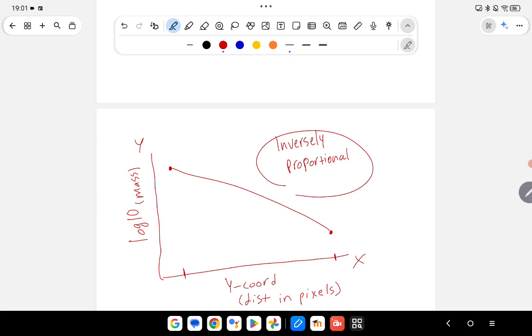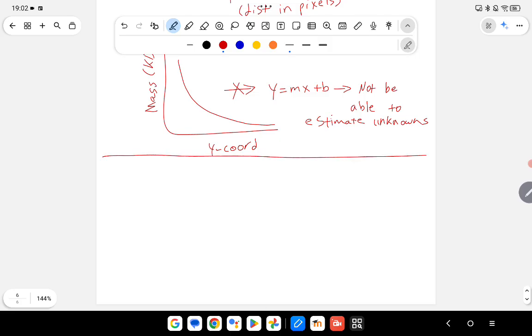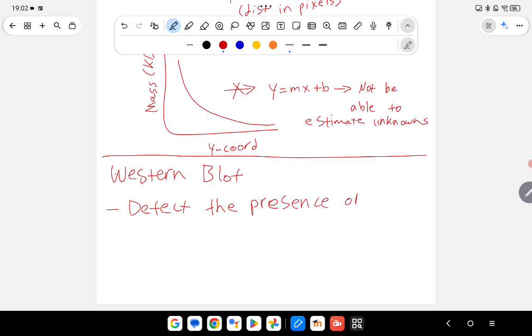All right, making sure I'm covering everything. Okay, the reason we do a Western blot generally is to detect the presence of a protein.